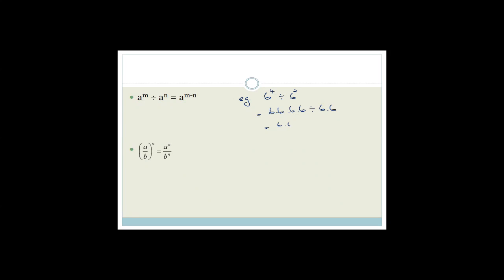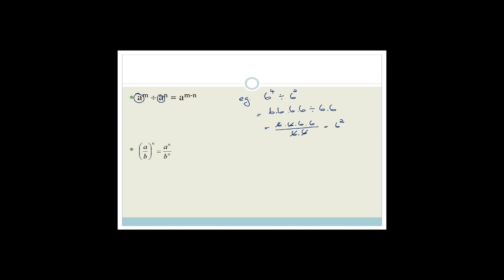So we go 6 times 6 times 6 times 6 all over 6 times 6, and then we can cancel. That cancels with that, that cancels with that, and what are we left with? We're left with 6 squared. So therefore we can see that 4 minus 2 is 2. So the rule is that if we have the same base, it has to be the same base, then division means to subtract the exponents.